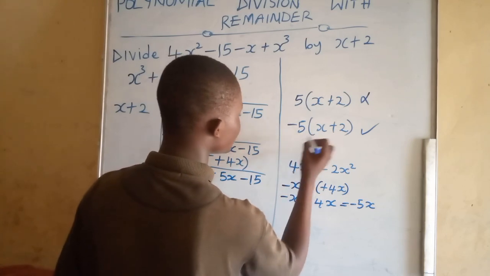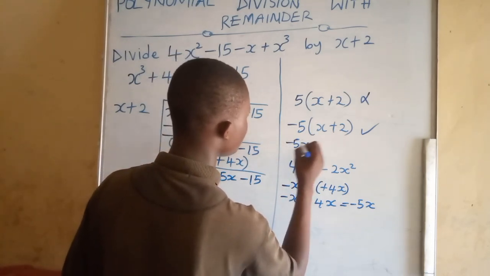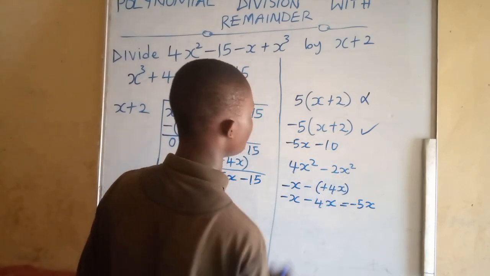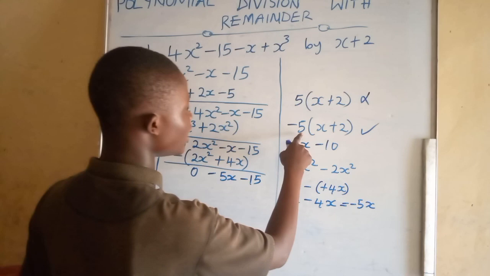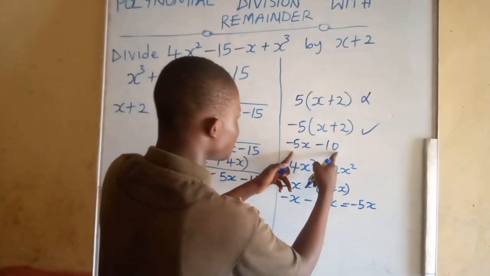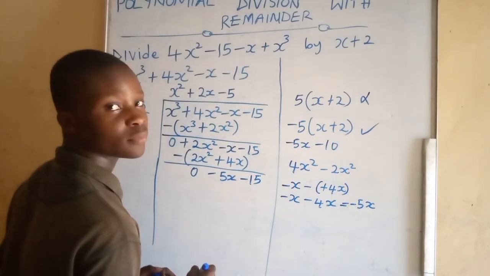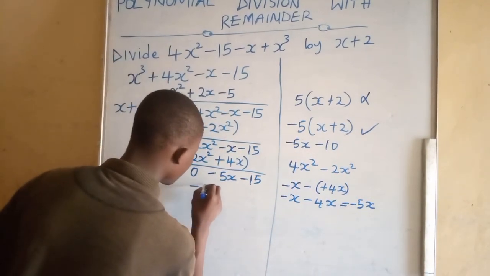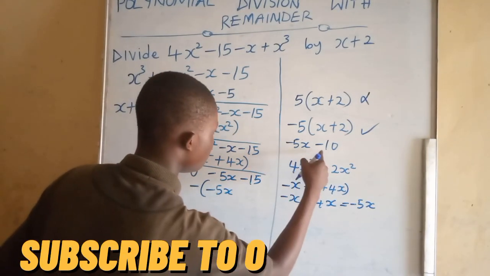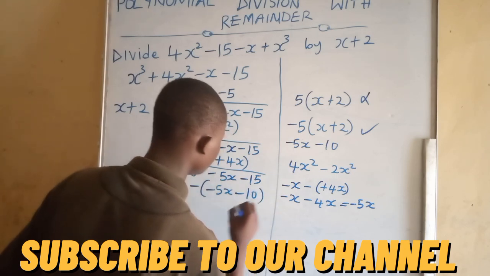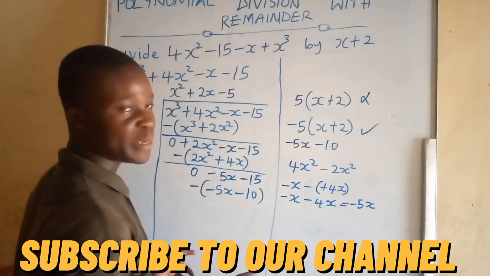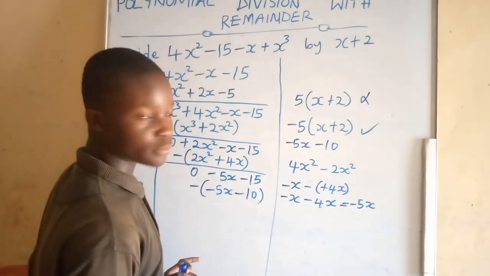Now let's continue. Minus 5 times x plus 2. Minus 5 times x will give us minus 5x. Minus 5 times plus 2 will give us what? Minus 10. So now, you subtract what is here from here. Now let's go on. Minus, open bracket, minus 5x minus 10. Can you see the uses of signs and how your sign can affect your calculation?